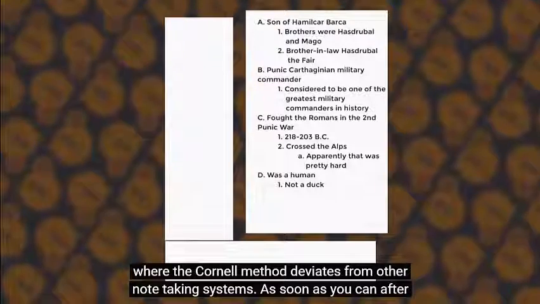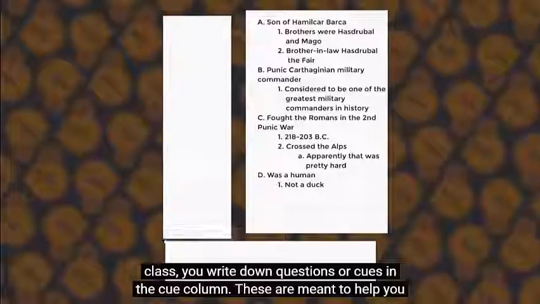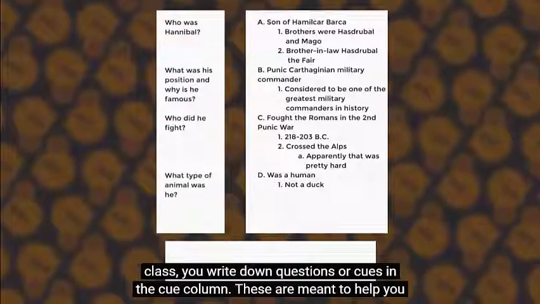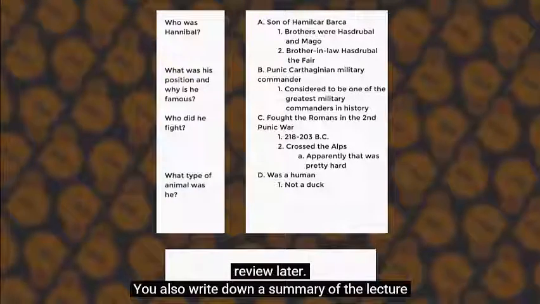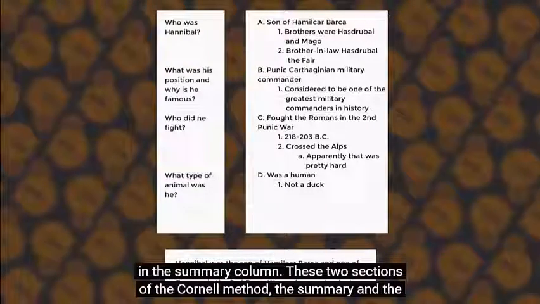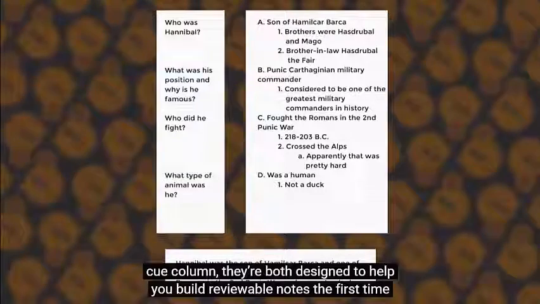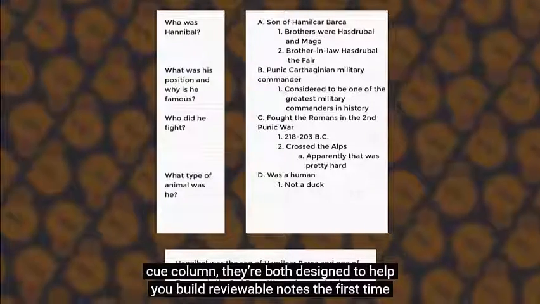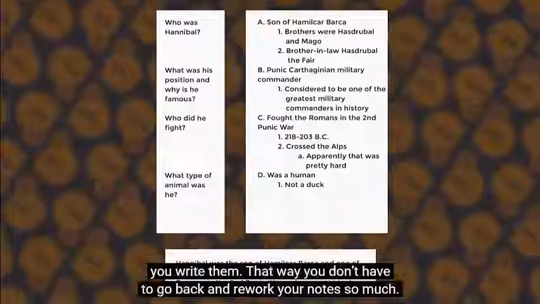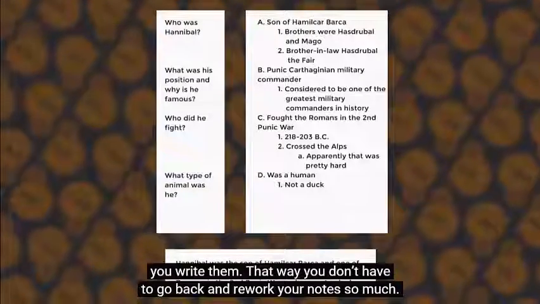As soon as you can after class, you write down questions or cues in the cue column. These are meant to help you review later. You also write down a summary of the lecture in the summary column. These 2 sections of the Cornell method, the summary and the cue column, they're both designed to help you build reviewable notes the first time you write them. That way you don't have to go back and rework your notes so much.